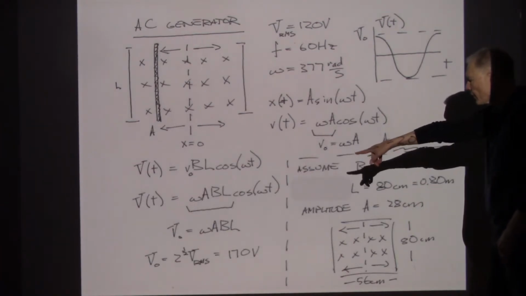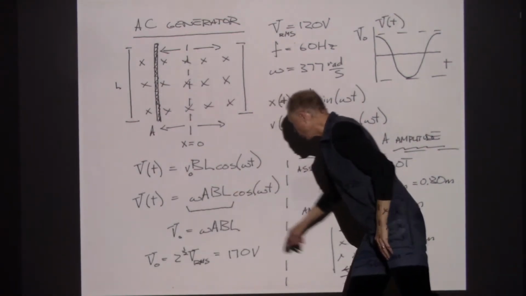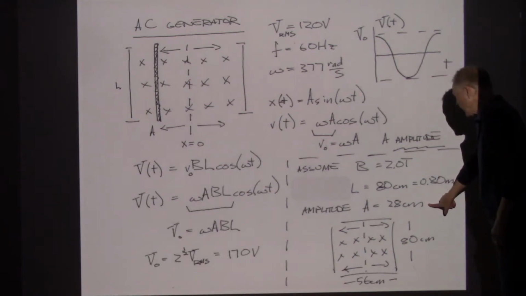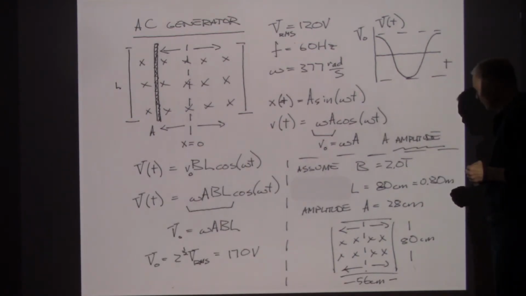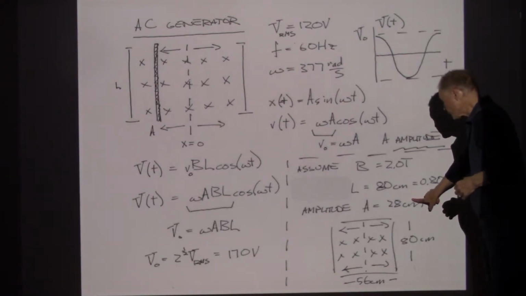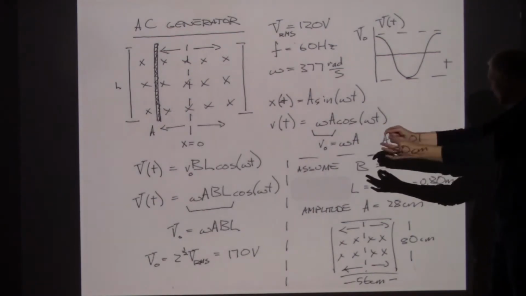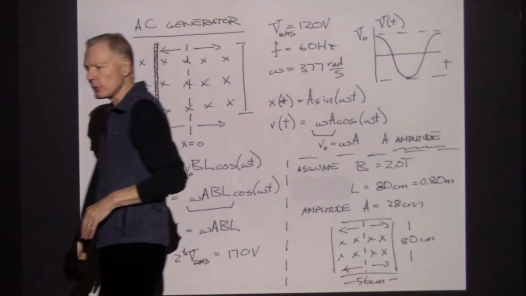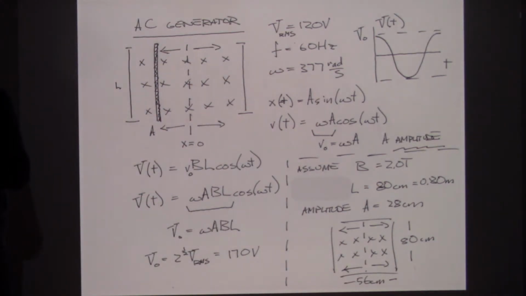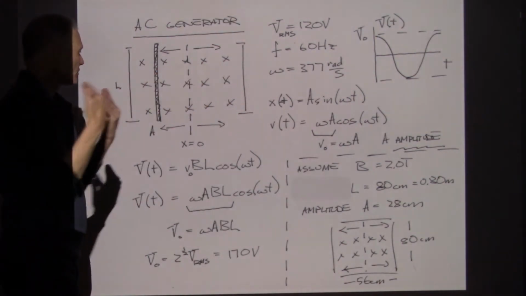So let's say that the magnetic field is 2 Tesla and L is equal to 80 centimeters. Solving the equation that we have here and putting in 170 volts, it says that this thing would have to oscillate back and forth 28 centimeters plus or minus. So we would have to drive this bar back and forth a complete distance of 56 centimeters. And we have to do that 60 times a second. So that would be moving it out and back 60 times a second.